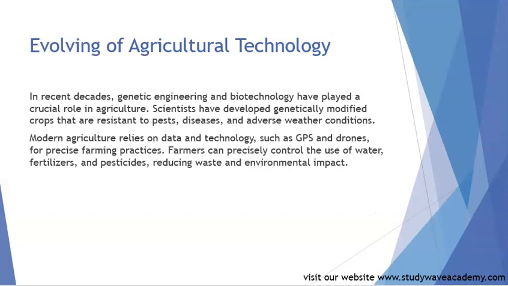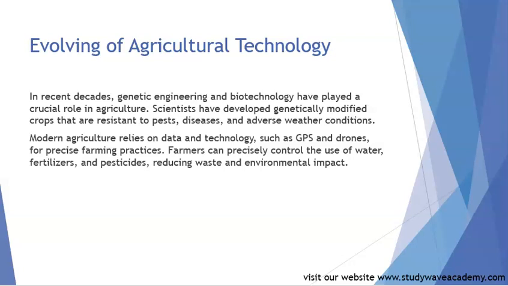In recent decades, genetic engineering and biotechnology have played a crucial role in agriculture. Scientists have developed genetically modified crops that are resistant to pests, diseases, and adverse weather conditions. Modern agriculture relies on data and technology, such as GPS and drones, for precise farming practice. Farmers can precisely control the use of water, fertilizers, and pesticides, reducing waste and environmental impact.